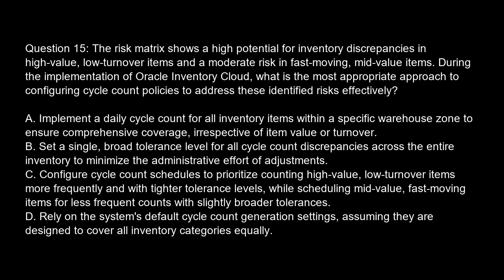Option B. Set a single, broad tolerance level for all cycle count discrepancies across the entire inventory to minimize the administrative effort of adjustments. Option C. Configure cycle count schedules to prioritize counting high-value, low-turnover items more frequently and with tighter tolerance levels, while scheduling mid-value, fast-moving items for less frequent counts with slightly broader tolerances. Option D. Rely on the system's default cycle count generation settings, assuming they are designed to cover all inventory categories equally.